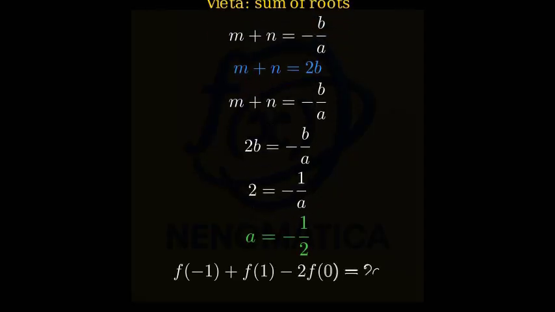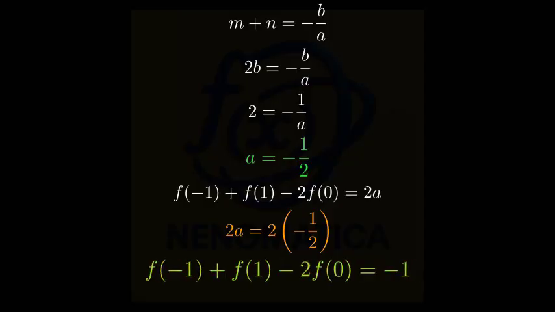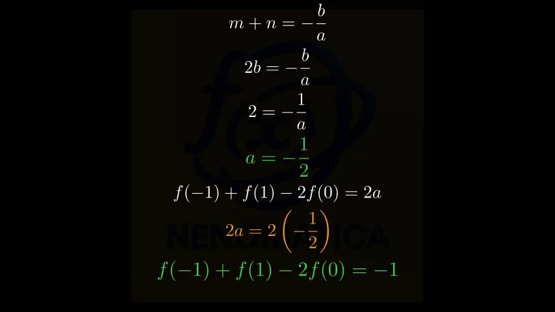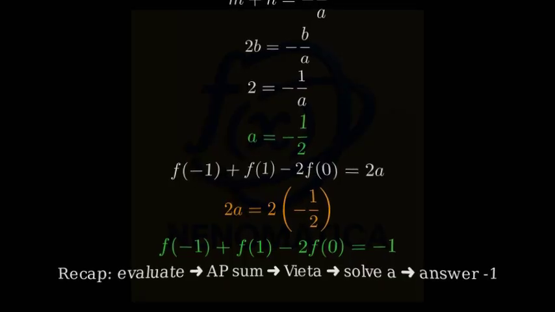Finally, return to our simplified expression, which was 2a. Substituting a equals negative 1/2 gives 2 times negative 1/2 equals negative 1. So the value of f of negative 1 plus f of 1 minus 2f of 0 is negative 1. Recap. We evaluated the expression directly to get 2a, used the arithmetic progression to show m plus n equals 2b, applied Vieta to write m plus n equals negative b over a, solved for a, and finished with negative 1.